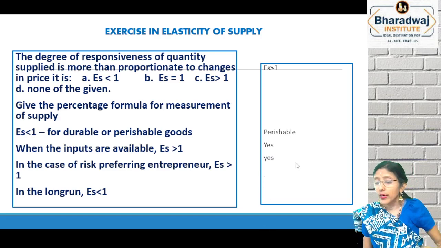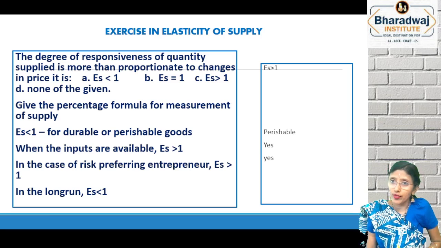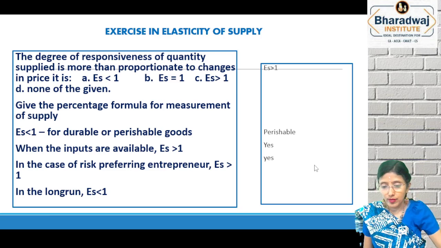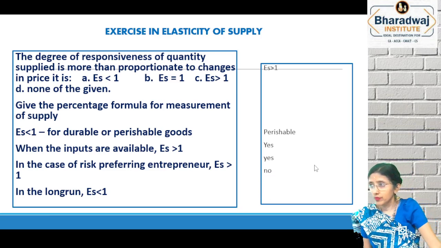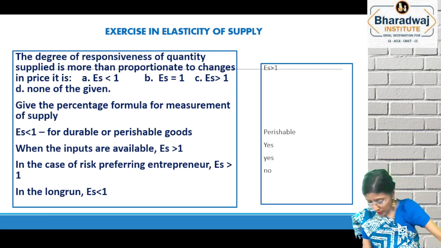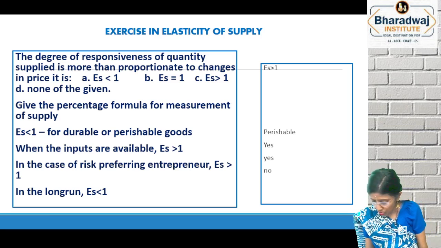Yes. Okay. In the long run, ES is less than 1. False? Are you sure? Yes. Okay. Now take down the next two questions which I'm going to give you.